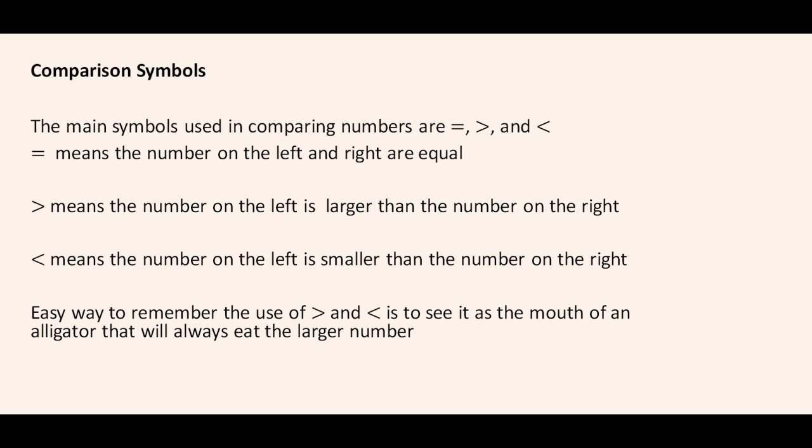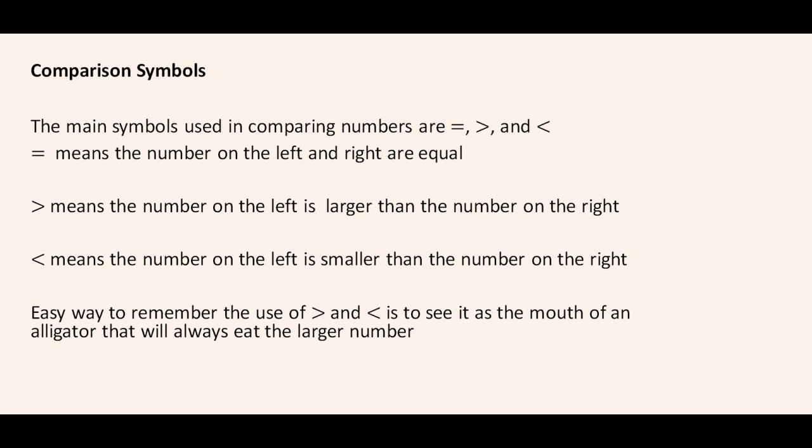So the comparison symbols are the equal to sign, the greater than sign, and the less than sign. The equal to sign means that the number on the left and right are exactly the same. The greater than sign means the number on the left is larger than the number on the right, and the less than is the reverse. The number on the left is smaller than the number on the right.